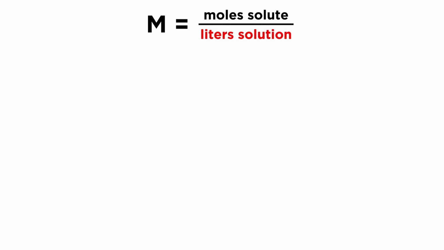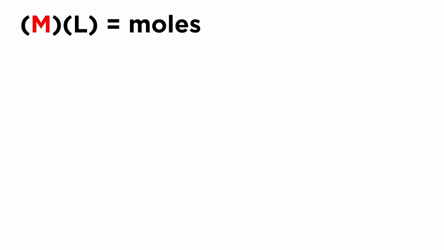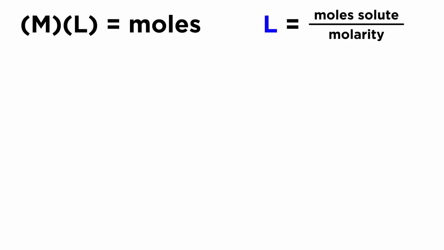Let's say we multiply both sides by liters. That would mean that the molarity of the solution times the volume of the solution would give us the moles of solute in the solution, which could be useful information. We could then divide both sides by molarity, which would mean that the volume of the solution would be equal to the moles of solute divided by the concentration of the solution, which could also be useful information. Let's try using both of these equations.